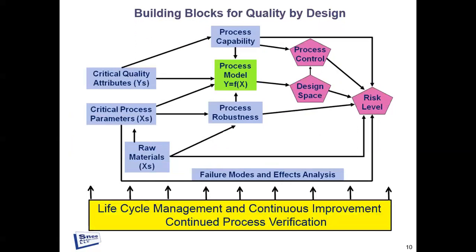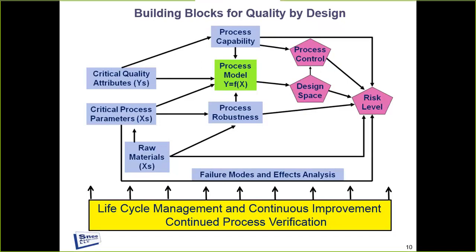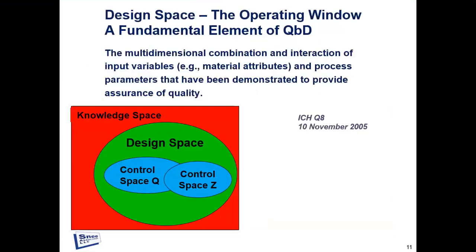Now also, these quality by design building blocks are not a one-time event. You put together your process, you launch it, and you continue through the life of the process. So we have to pay attention to life cycle management and continuous improvement. And what some people call continued process verification, which also comes under the name of process control, but continued process verification is more than process control, as you'll see here in a little bit.